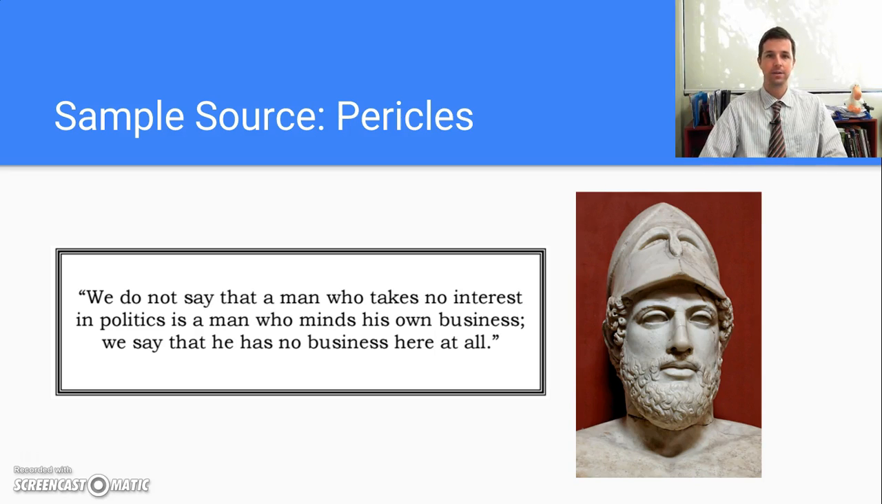To go over how this works and how you can use APARTS to help you determine a source's point of view, we'll use an example here of Pericles. And we'll take one of his famous sayings, which says, "We do not say that a man who takes no interest in politics is a man who minds his own business. We see that he has no business here at all." Right, so Pericles here is making a statement, and let's figure out his point of view and how that influences the statement that he makes.